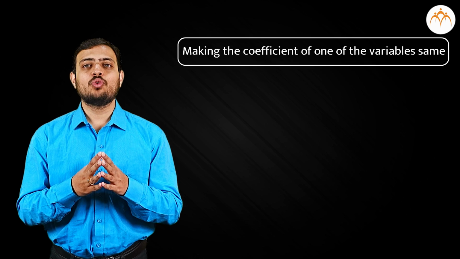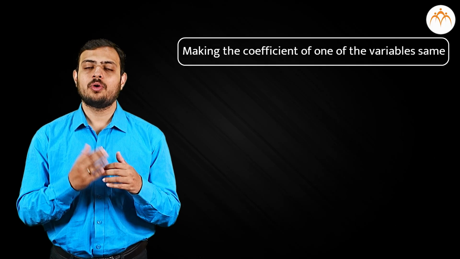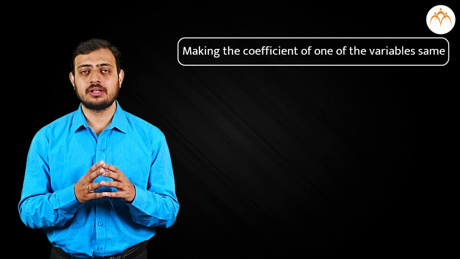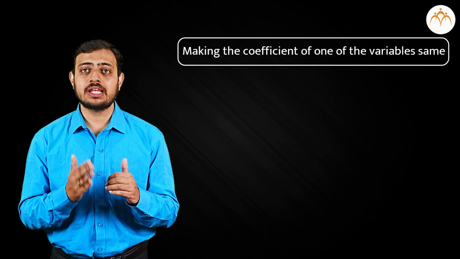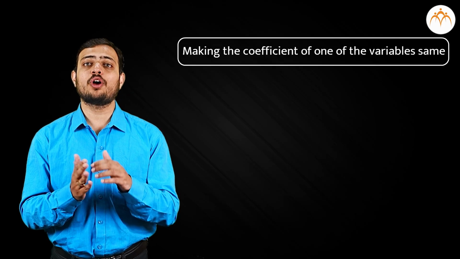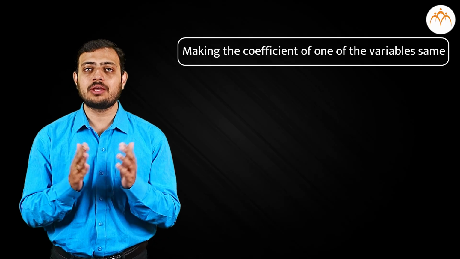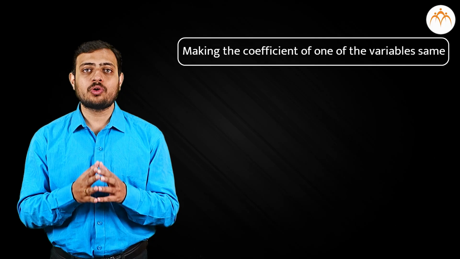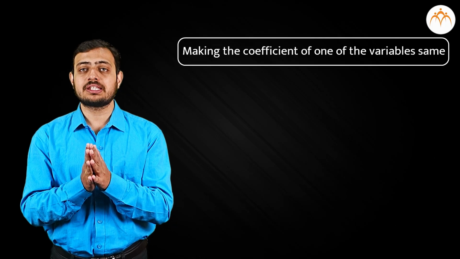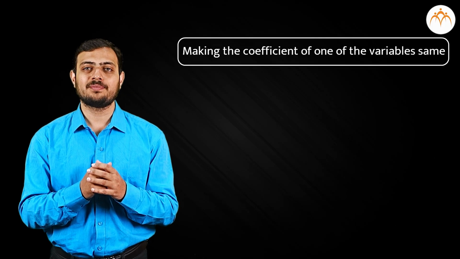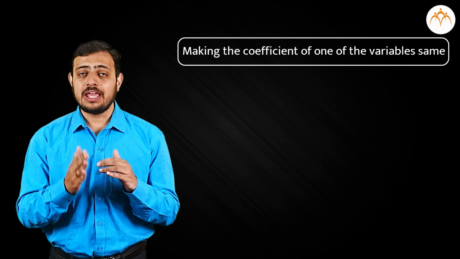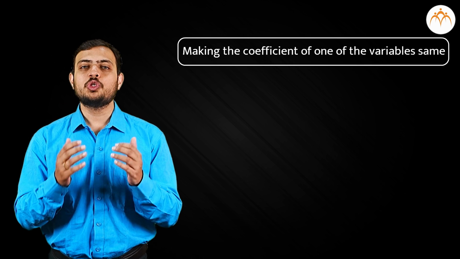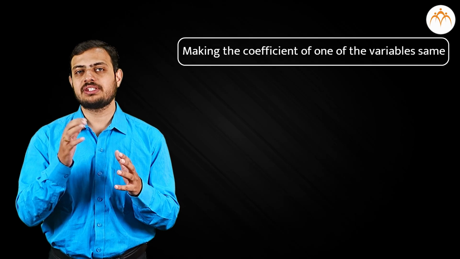Now for this, you need to multiply or divide one or both the equations with appropriate non-zero real numbers such that in the new set of equations, coefficients of one of the variables in both the equations becomes same. This is required only when coefficients of both the variables are different in two equations. Or else, that is, if coefficients are the same already for one of the variables, you can follow subsequent steps.